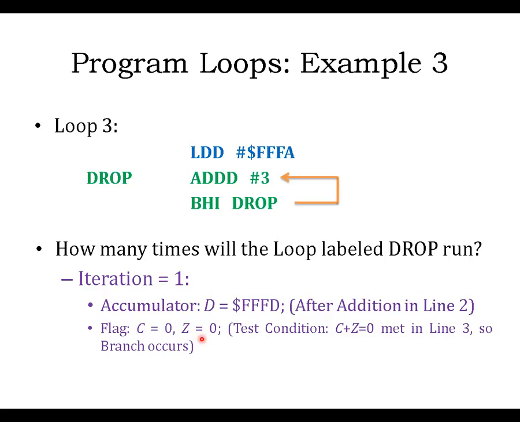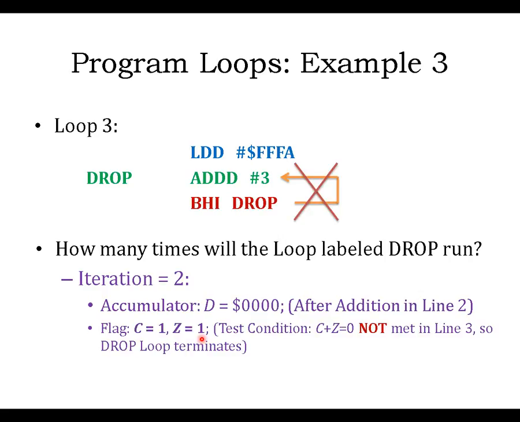C and Z both are zeros because the addition sum is not 0 and there is no carry, right? So everything is okay so far. So the branch will be taken again, right? Because C plus Z will be 0 again, because C and Z individually both of those are zeros. So we are going back to the second iteration. Now what happens in the second iteration? You again add 3.